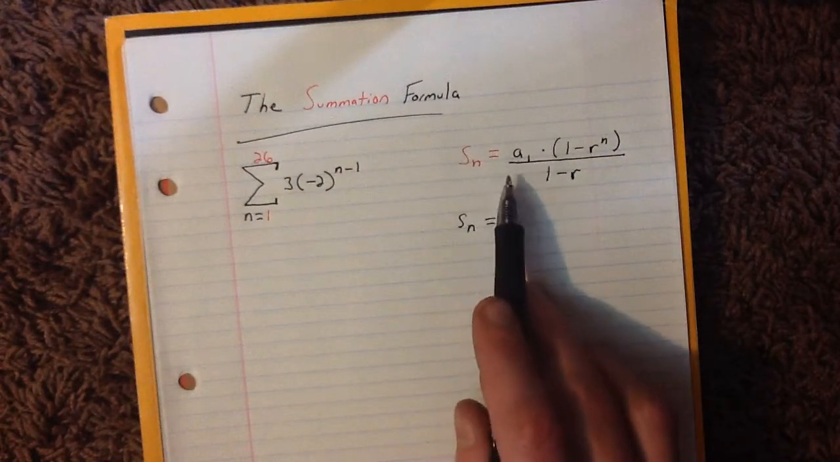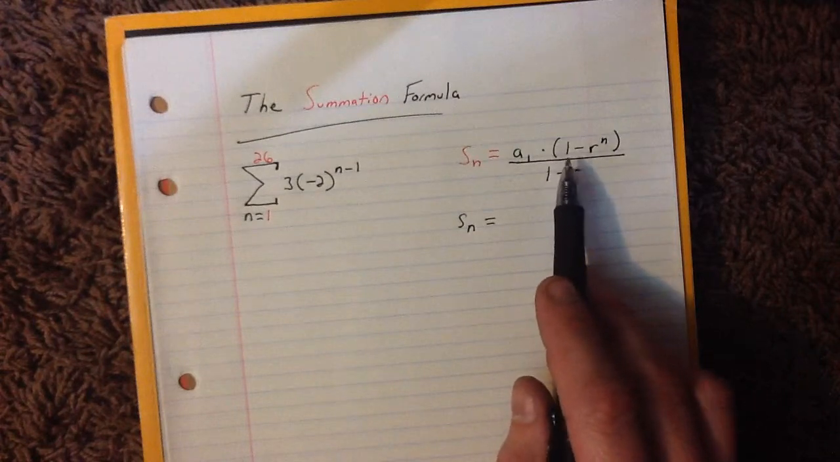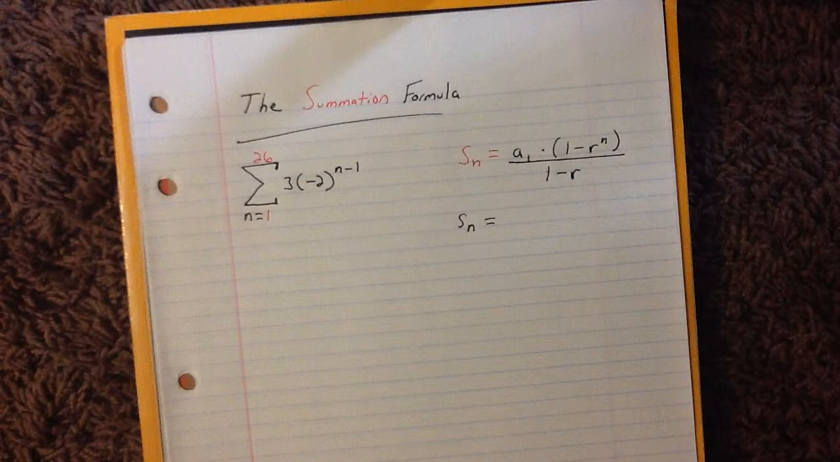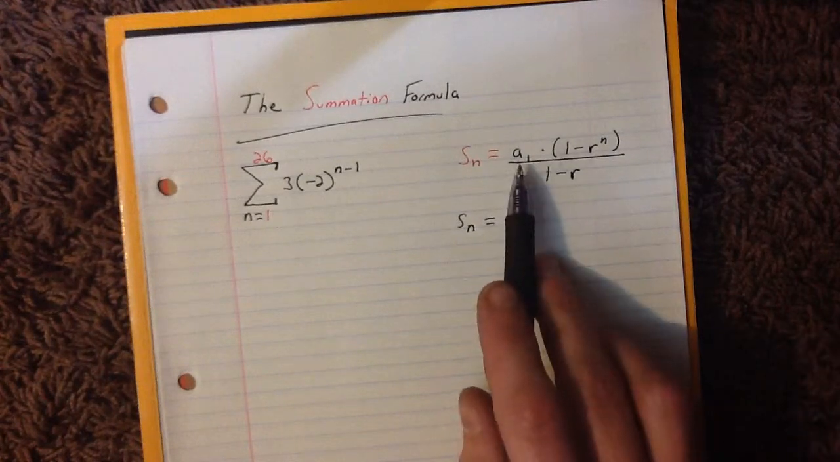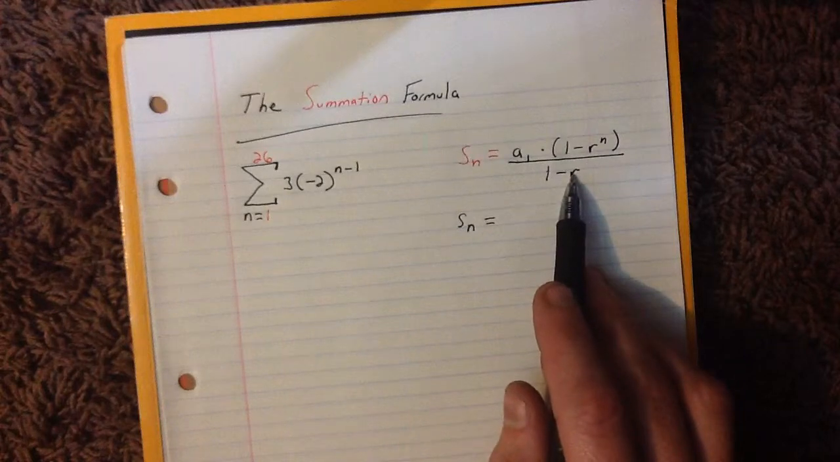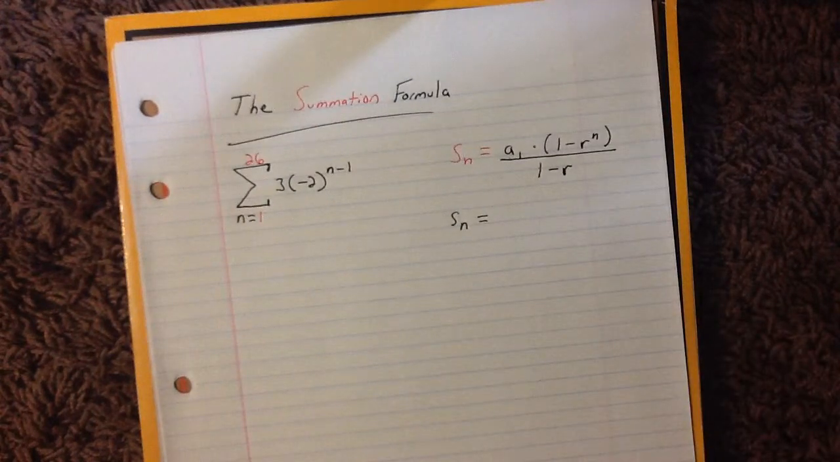That reads S sub n is equal to A1 times the quantity 1 minus r to the power of n, all that divided by 1 minus r. It's going to be our job to plug in for A1, r here and here, same number, 2 different spots, and then the power of n.